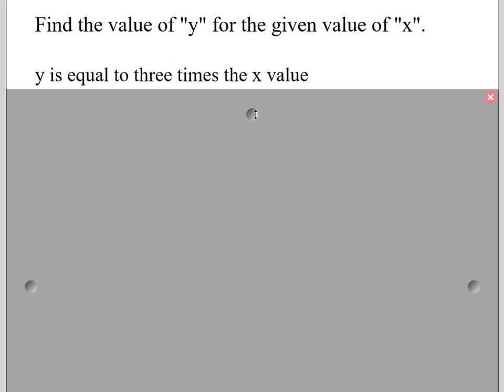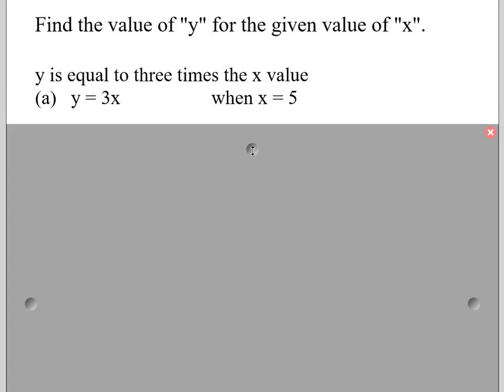So what we want to try and do is, how do we connect the words to some sort of expression? Okay, so if I connect the words here, y, there it is, equal, there's the equal sign, 3 times the x value. So that tells me that the y value, any y value, is equal to 3 times whatever the given x value is. So if we come over here and I say, hey, the x value is 5, well then you would say the y value that goes with that is 3 times 5, or 15.